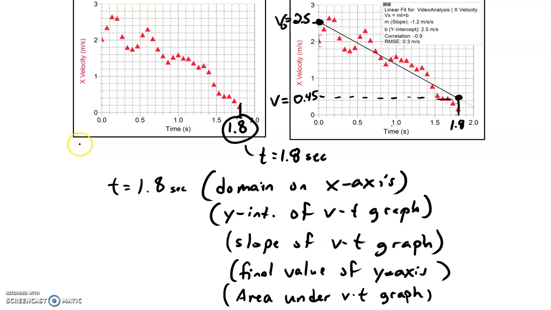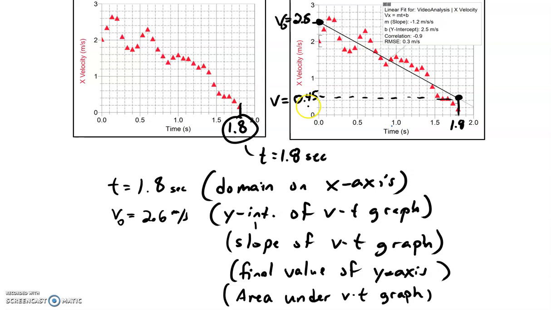But the y-intercept of this graph is going to be when time is 0, what's the velocity? It's 2.6. So that means v naught is 2.6. Or I got 2.5, but I'm going to use 2.6 because that's what we got from the previous graph. I want you to be able to match those up. They should be the same within rounding.